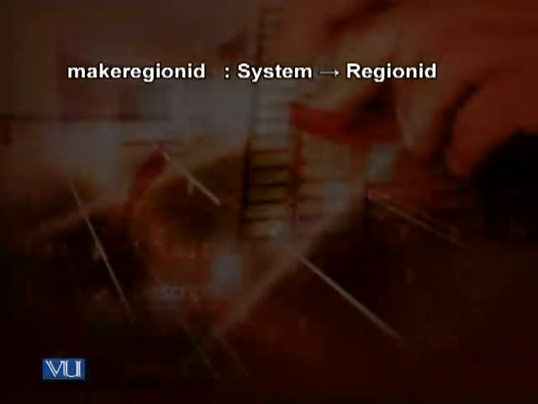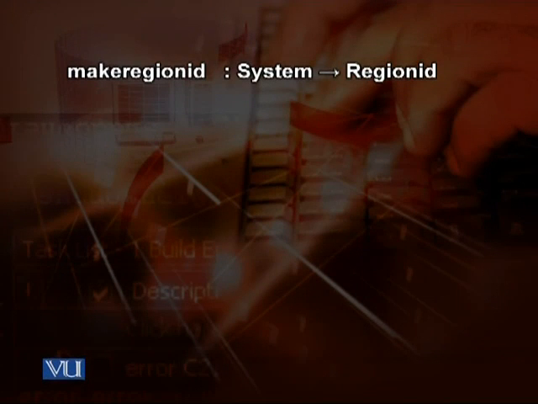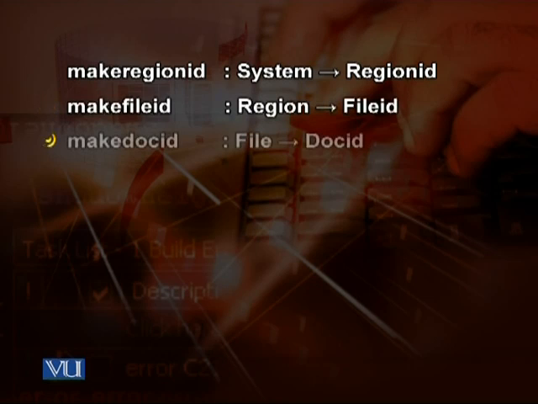Now let us look at the signature part of this filing system specification. We have obviously the three make functions: make region ID, make file ID, and make doc ID. So region ID takes the system and gives us a new unique region ID back. So we say add a new region into the system. It creates a new region with a new region ID.